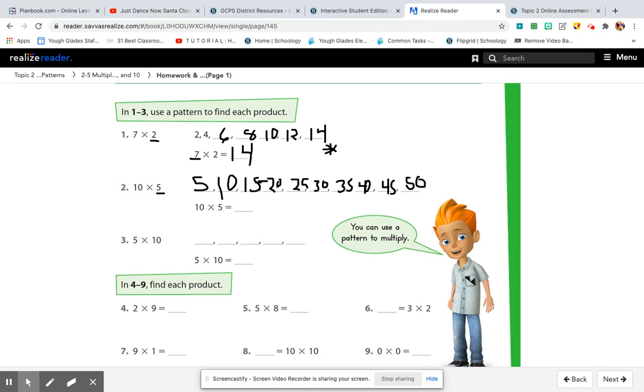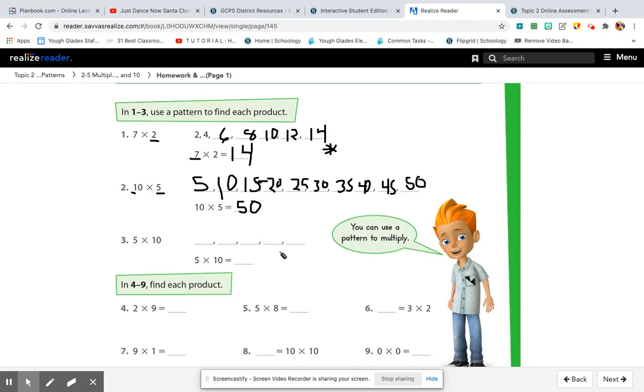Well, I looked at the places that they gave me here. I saw 1, 2, 3, 4, 5, 6, 7, 8, 9, 10 groups, 10 spaces. So I know that those 10 spaces represented 10. So that told me they wanted me to skip count by 5. 10 times 5 is 50. 5 times 10.